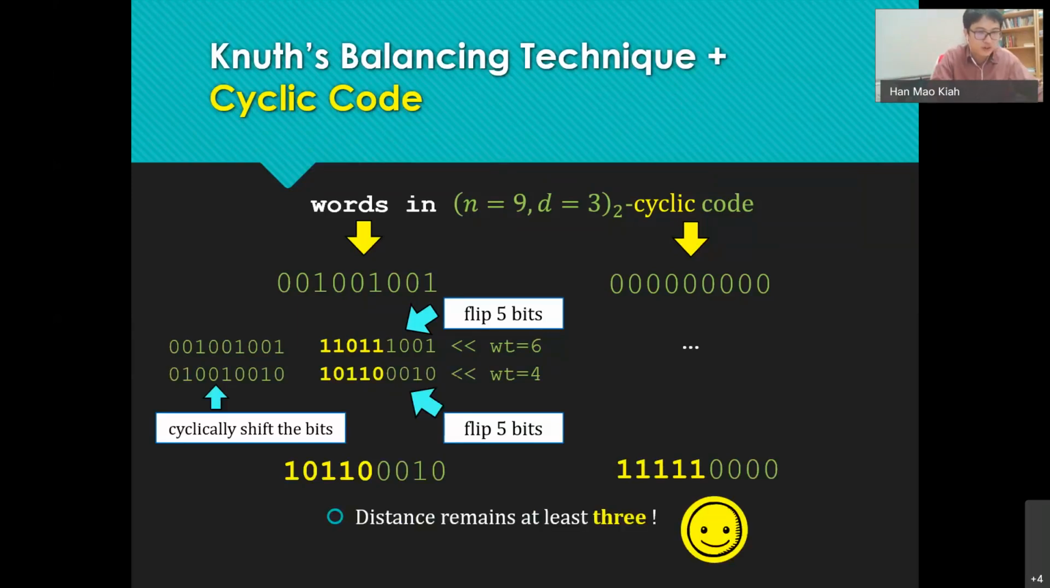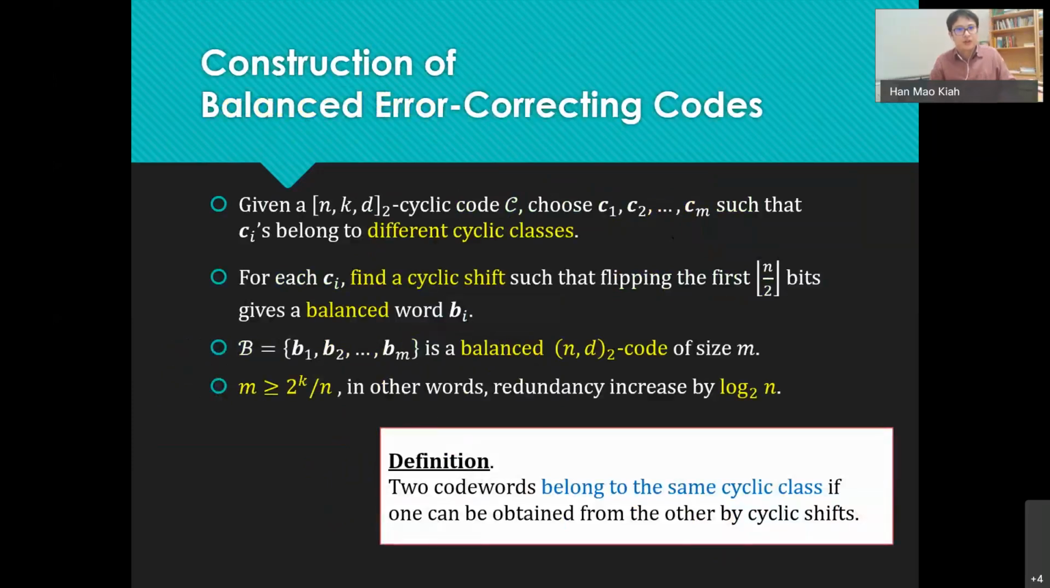So here is a more concrete construction of the balanced error correcting code. We partition the cyclic code into different cyclic classes. For each cyclic class, we find a cyclic shift such that flipping the first n/2 bits gives a balanced word. Then we collect all these balanced representatives, and this forms our balanced code of the same distance d. Note that each class has at most n codewords. Therefore, our code size is at least 2 to the power k over n. In other words, our method only introduces log n redundant bits.